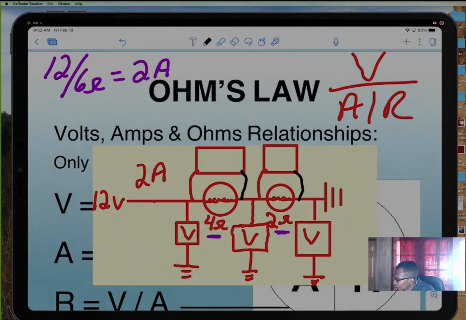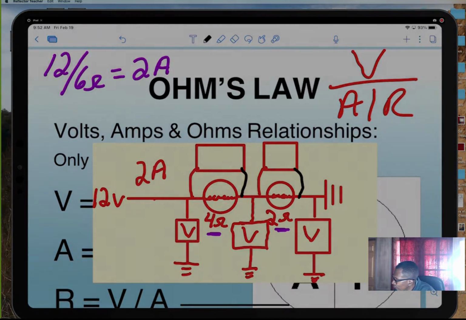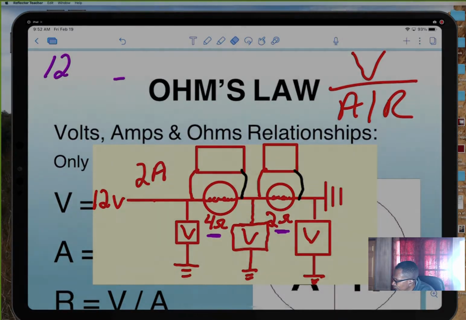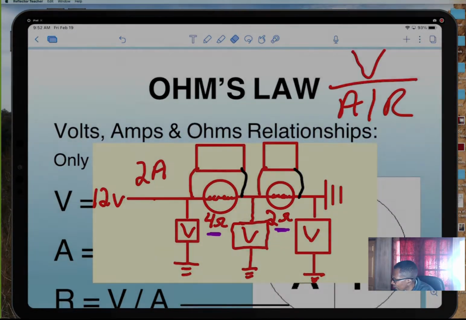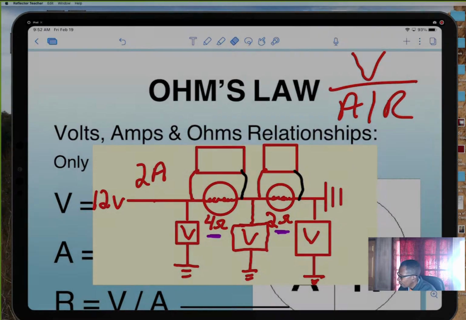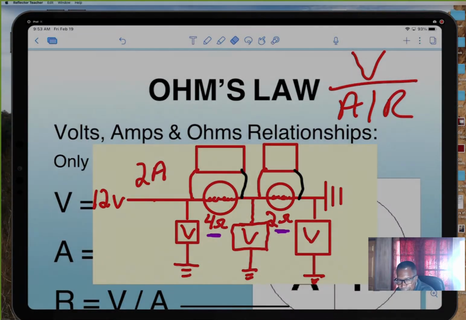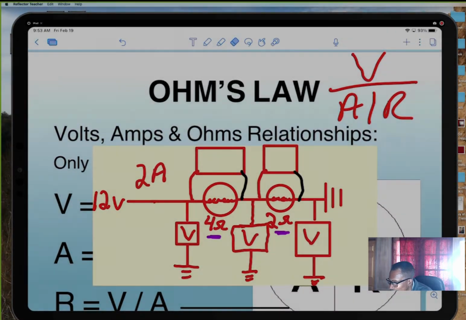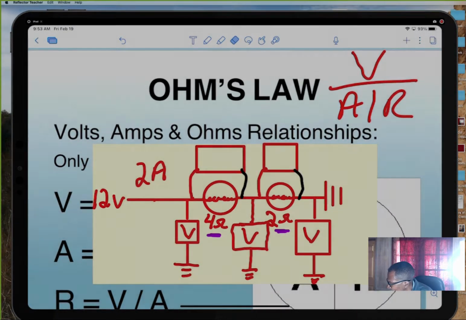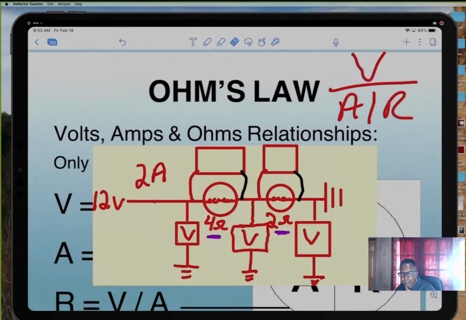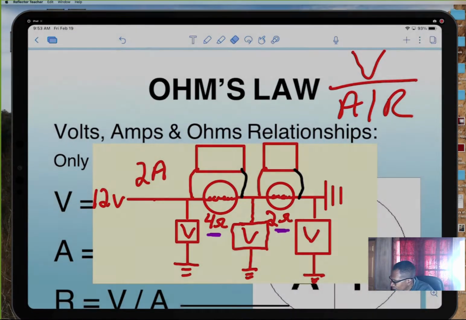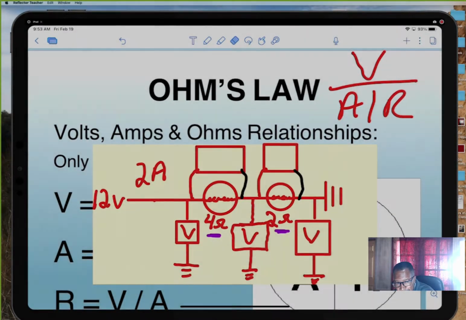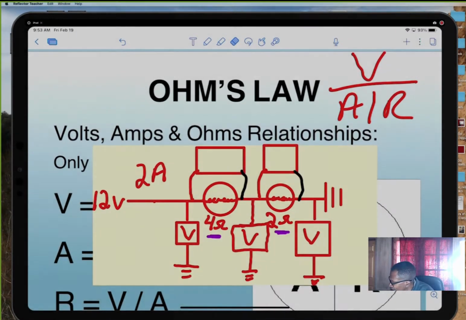Here's another rule in a series circuit in Ohm's law. Anybody remember the rule of amperage in a series circuit? What's the rule with amperage in a series circuit? Yeah, I did an exercise on this earlier. It's always the same, exactly.